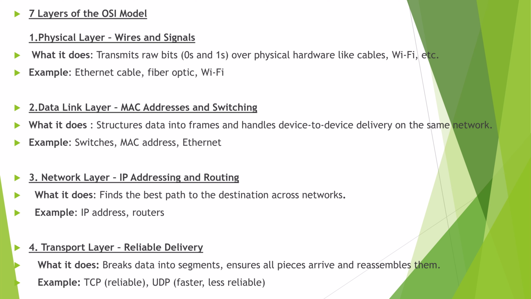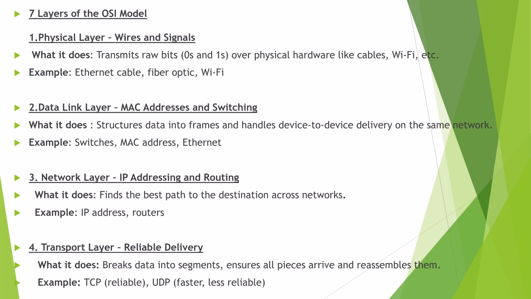The third layer is the network layer. It's all about IP addressing and routing. What it does is find the best and the shortest path to the destination across the network. The examples are IP addresses and routers.